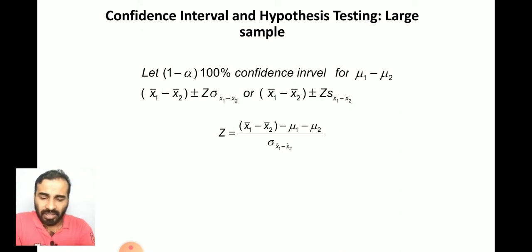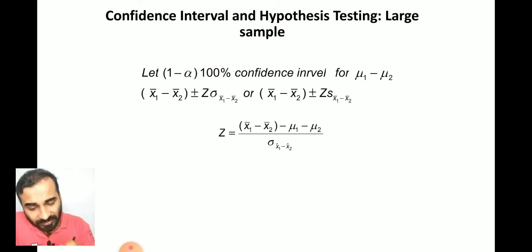Second one, what will be the distribution to use? This will depend upon the normality assumptions, whether you know the population standard deviation or not, and how many samples you are collecting. On the basis of this, it would be either z test or t test.